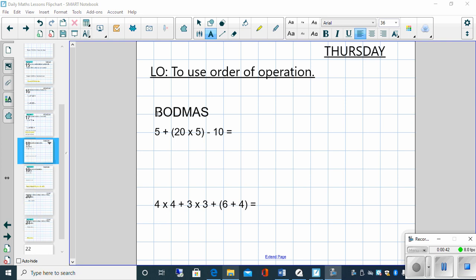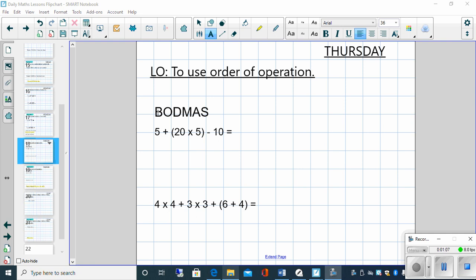B is for brackets, O is for others, so maybe a squared or a cubed number, for instance. D is for division, M for multiply, A for addition, and S for subtract. So you need to do these questions, or any question that you get, in that order of operation to be able to get the right answer. So let's have a look at it then. So let's have a look in this question here.